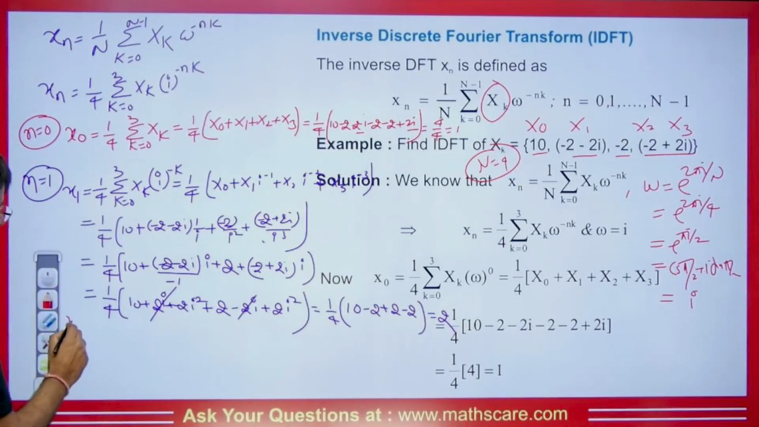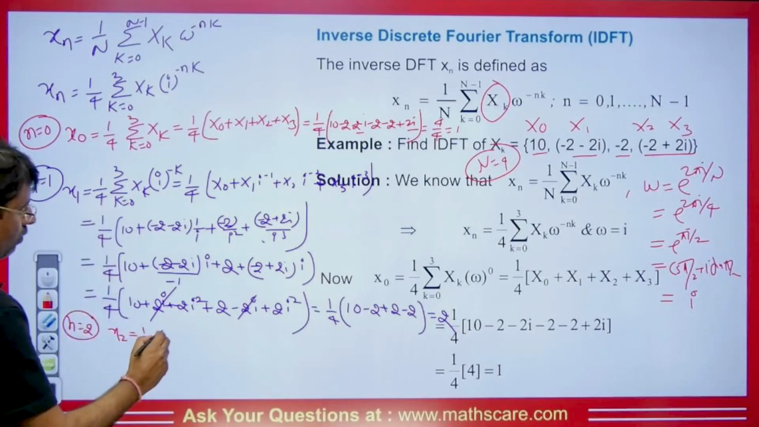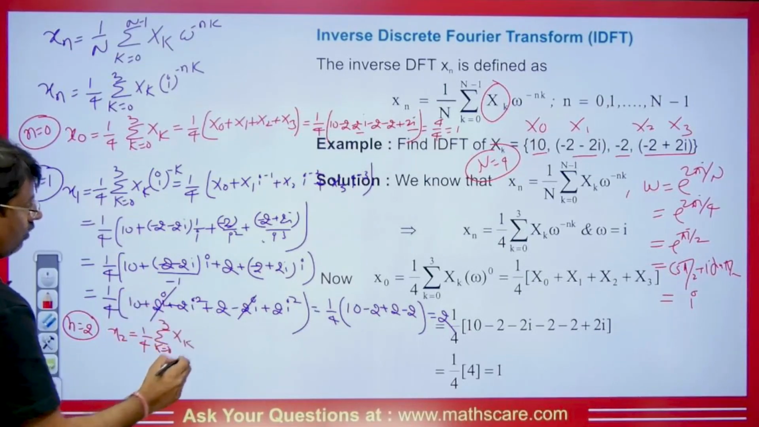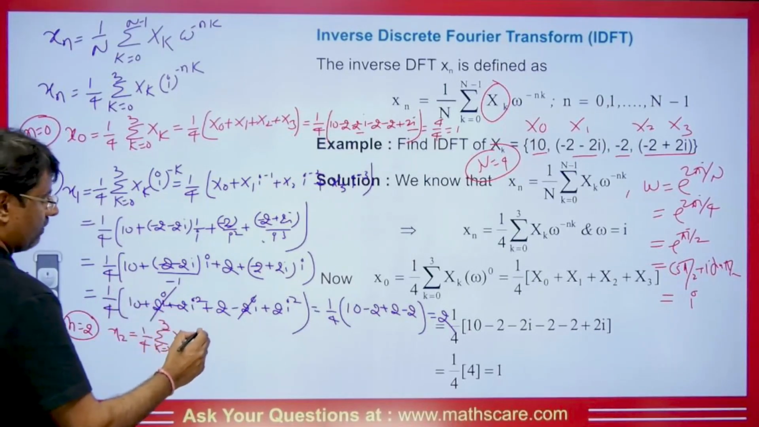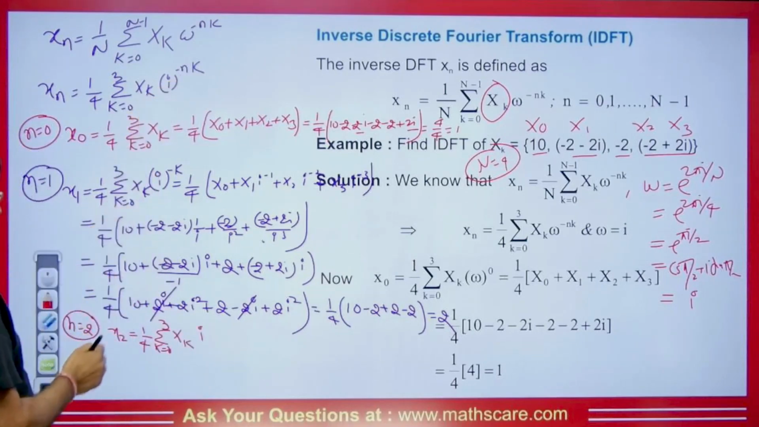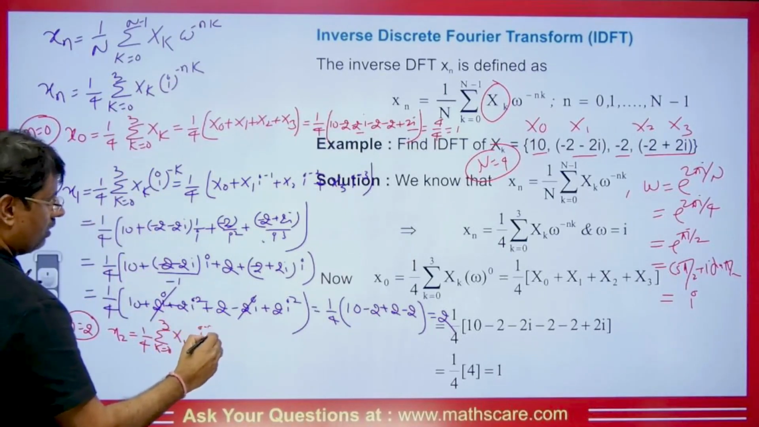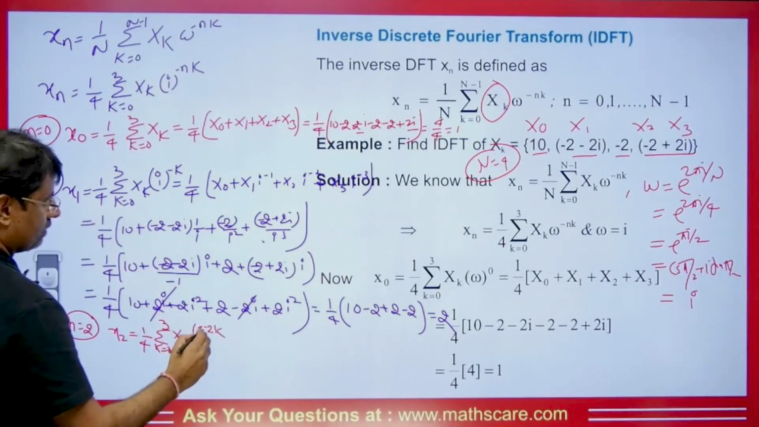Now we will put the value of n as 2 here. Clear? In that case, what will we get? We will get x2, right? So here it will be 1 by 4. And then the summation will be, here it will be k is equal to 0 to 3 and this will be xk. And because we have iota raised to the power n here, we are replacing n with 2. So it will be minus 2k. Is it clear? We can write it like this, right?